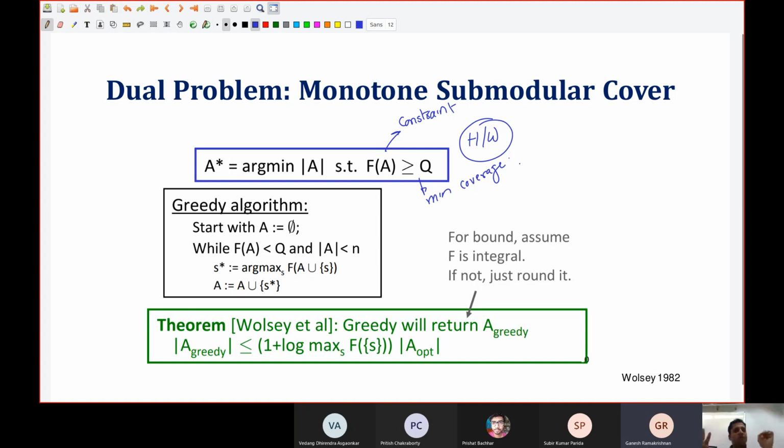What I want you to do as a homework is just try implementing both for the same problem and see what works better. Surprisingly, the approximation guarantees are different, but in practice, they give similar results. I'll write down the homework problem immediately.